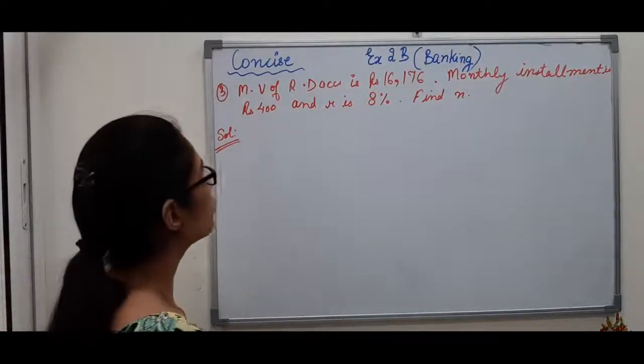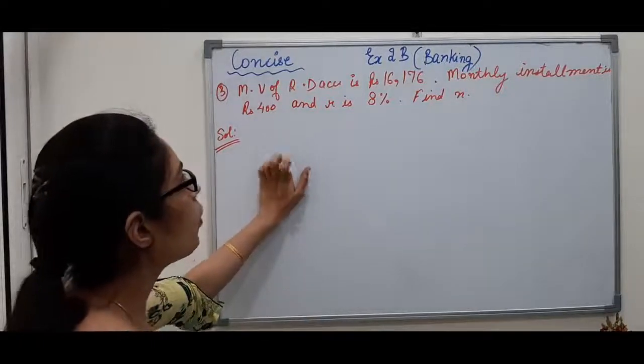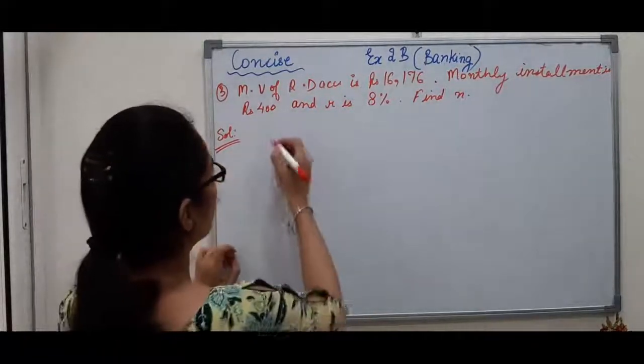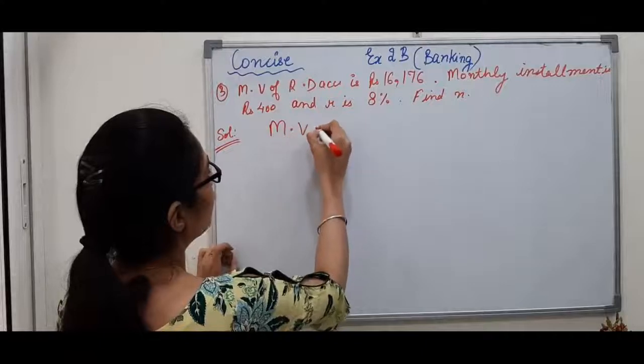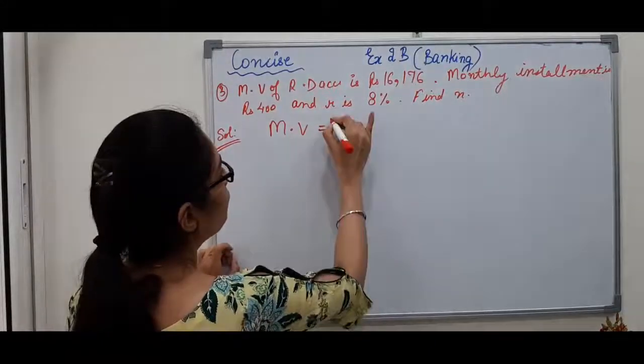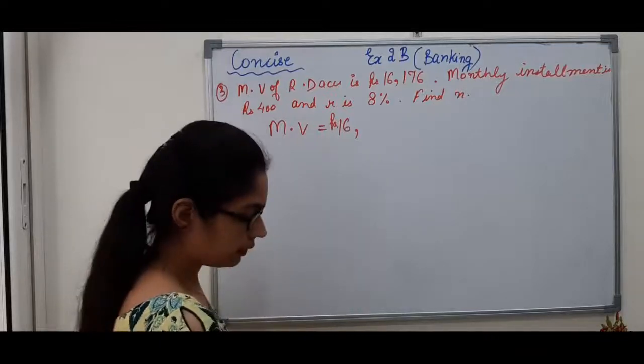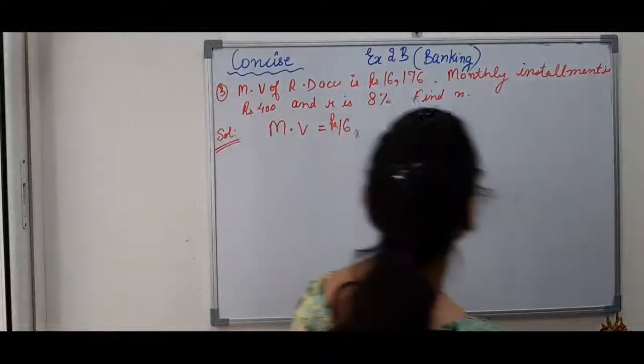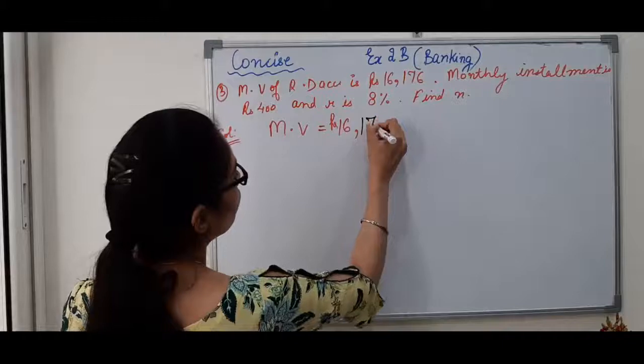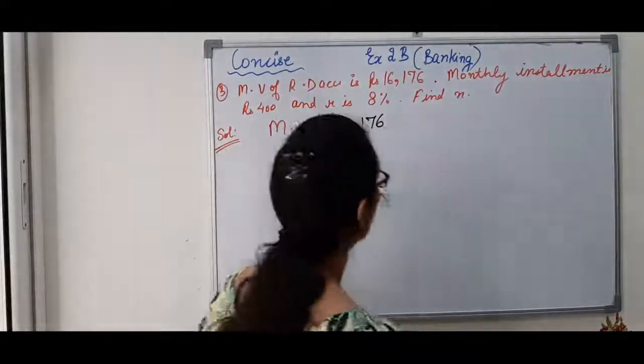So the third question is, the maturity value of an RD account is 16,000 rupees. You have to write rupees everywhere. 16,176. So this is your maturity value.